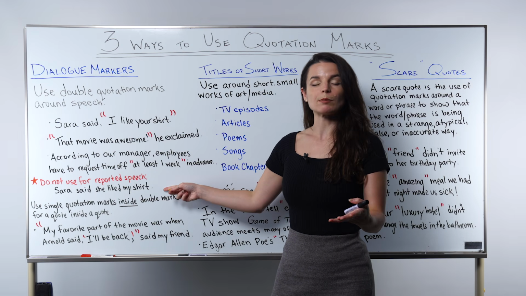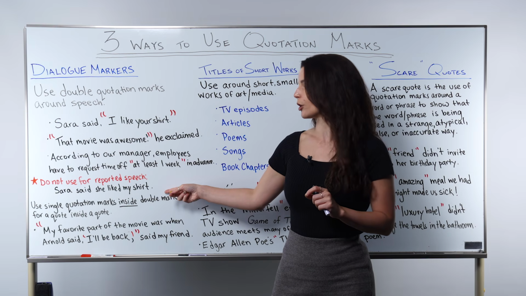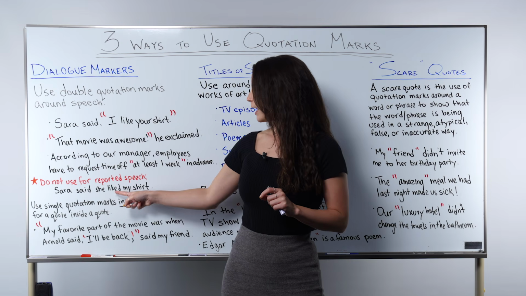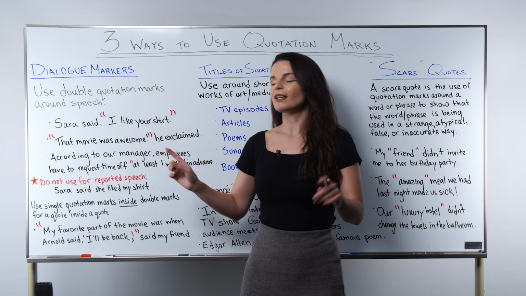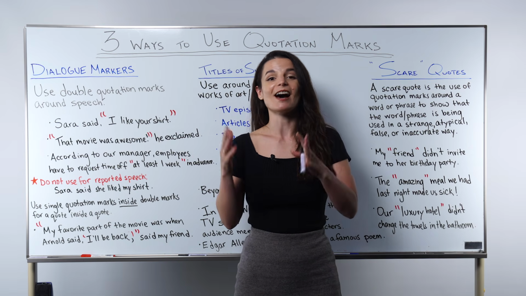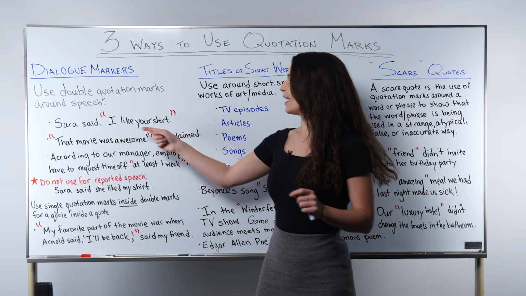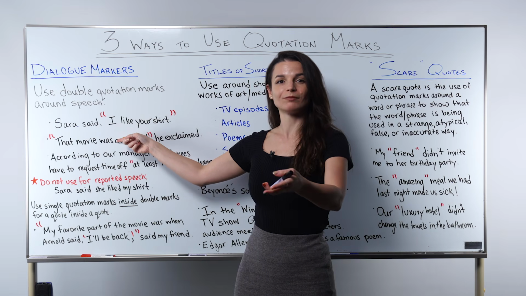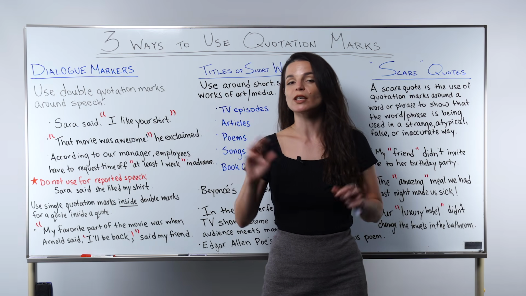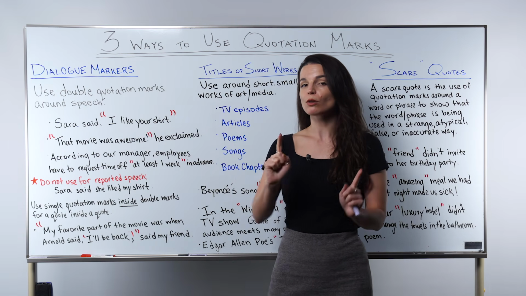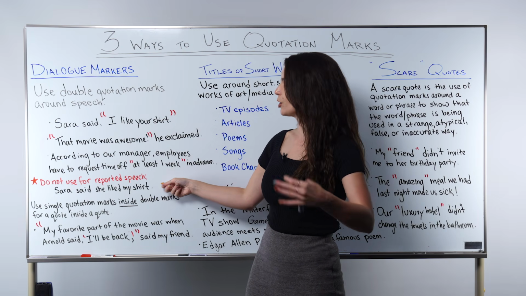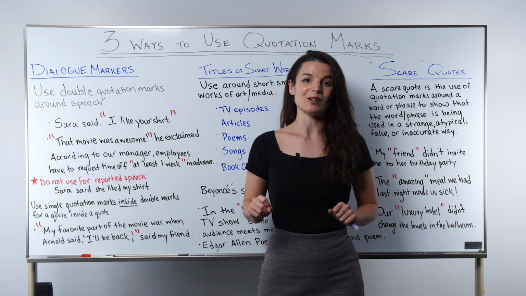Sarah said she liked my shirt. We do not use quotation marks here. Why? Because Sarah did not say she liked my shirt. That's not Sarah's words. That was not exactly what Sarah said. Sarah said, "I like your shirt," right? In this sentence, we're just reporting something Sarah said. We are not using her exact words. When you use someone's exact words, you use the quotation marks. If you're just reporting the speech, you do not use them. So please keep this one in mind.